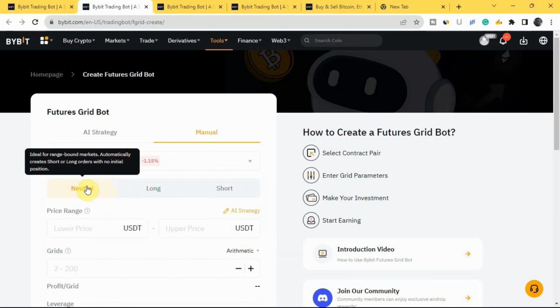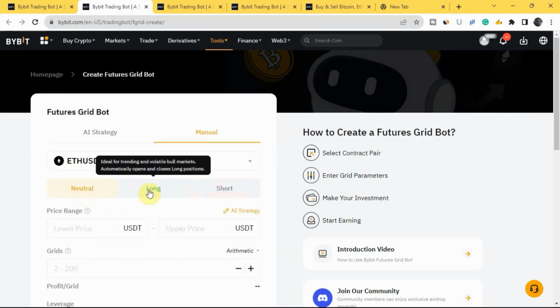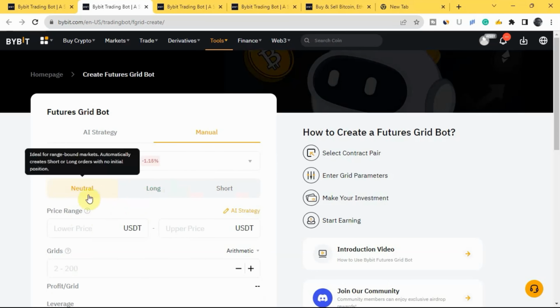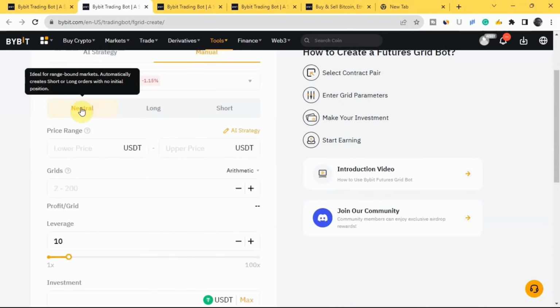And the next thing is to pick neutral or long or short. Now neutral is going to be taking short or long orders for you. For long, it will be taking long positions for you, and short will be taking short positions for you. Now for this video, I'll be leaving it at neutral. So I want it to take both long and short trades for me. The reason I'm picking neutral is because I want to use it as an experiment to see how this is actually going to work out and look like. Because I'll be coming back to show you guys the result after about 1 week to 2 weeks. So stay tuned for that.